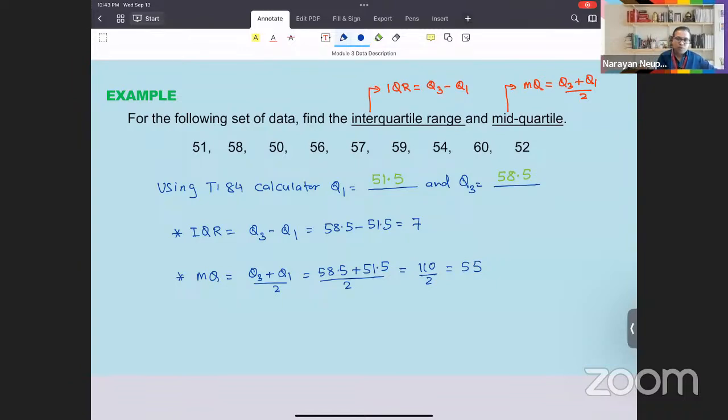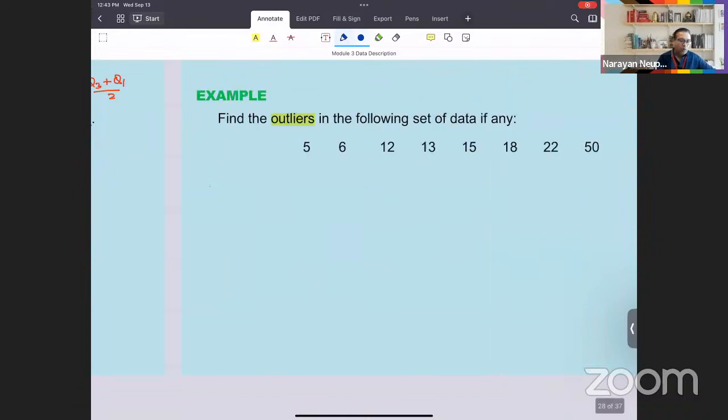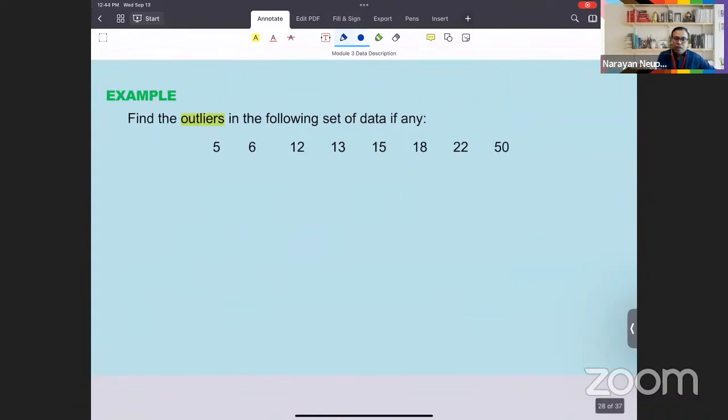Okay, now let's move on to the next example. Remember, when I was talking about quartiles before, I told you that quartiles can help you to find the outliers, right? So in the next problem, we are going to learn how to find the outliers.